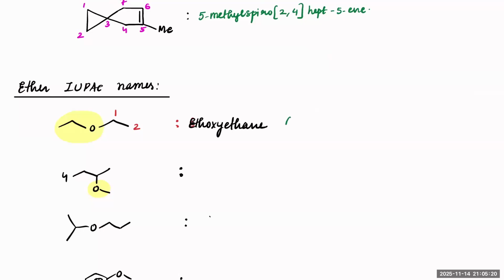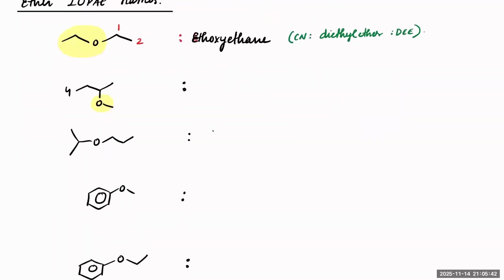Okay. The common name is diethyl ether. This is how you will write now. Okay. DEE, diethyl ether. Wherever you see something like DEE, that means it is diethyl ether. Common name. Okay.